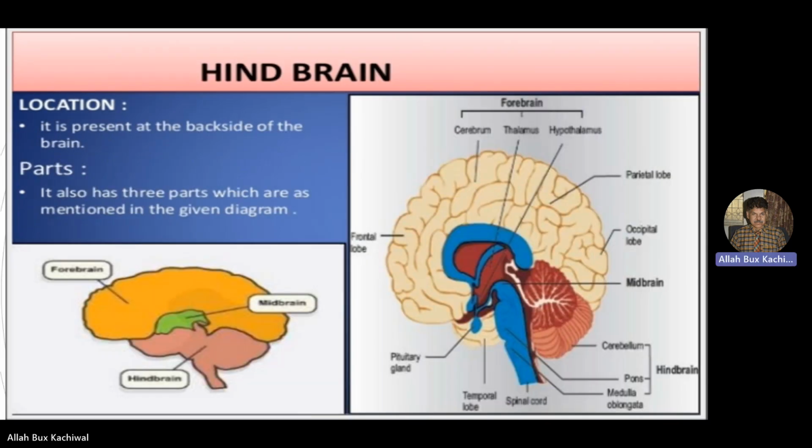So the hindbrain is present at the back side of the brain, and it also has three parts, as mentioned in the given diagram. So the forebrain having the cerebrum, thalamus, hypothalamus. Then the hindbrain has the cerebellum, pons, and medulla oblongata.